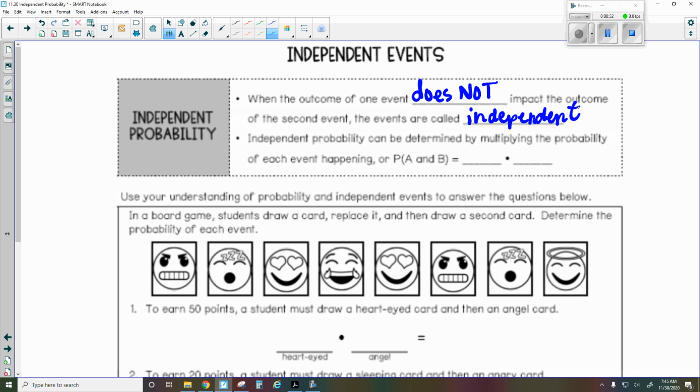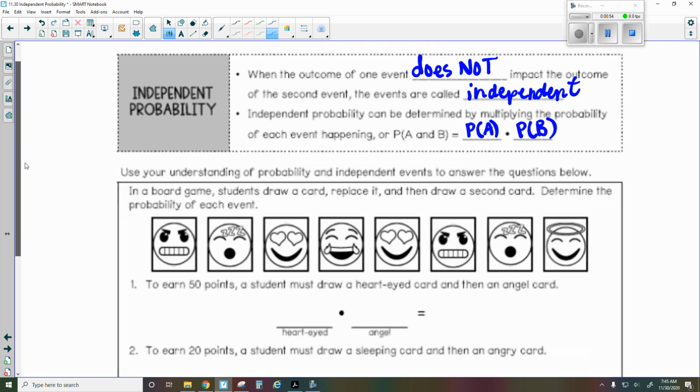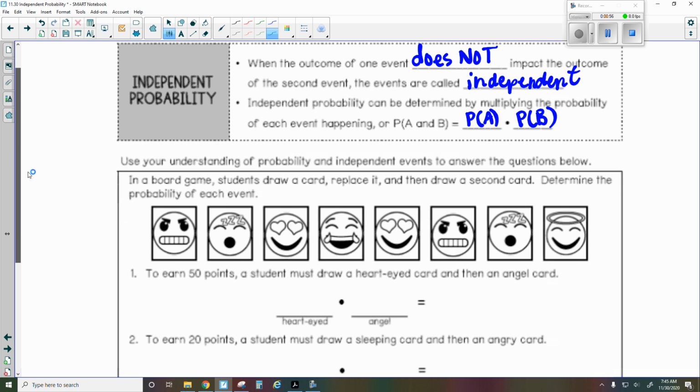Independent probability can be determined by multiplying the probability of each event happening. So if you want to know A and B, you find the probability of event A, find the probability of event B, and you multiply. Okay, so let's do some practice problems on independent probability.